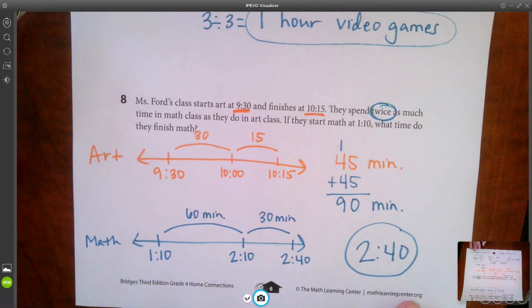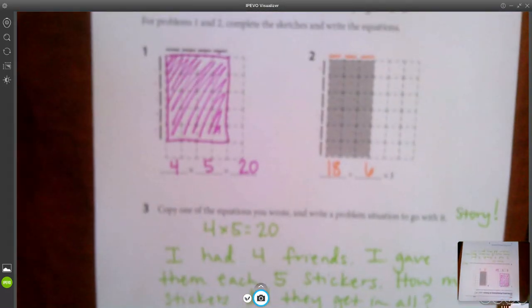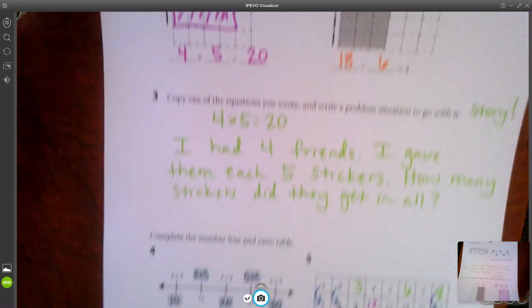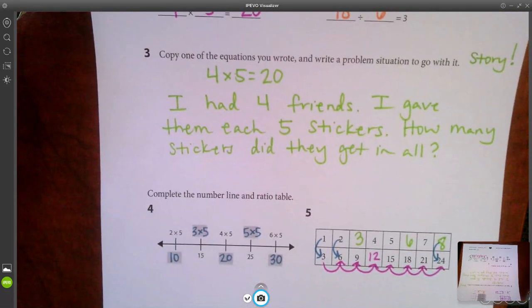All right, here are the answers for page 5. Remember, your story can be different than mine. And page 6.